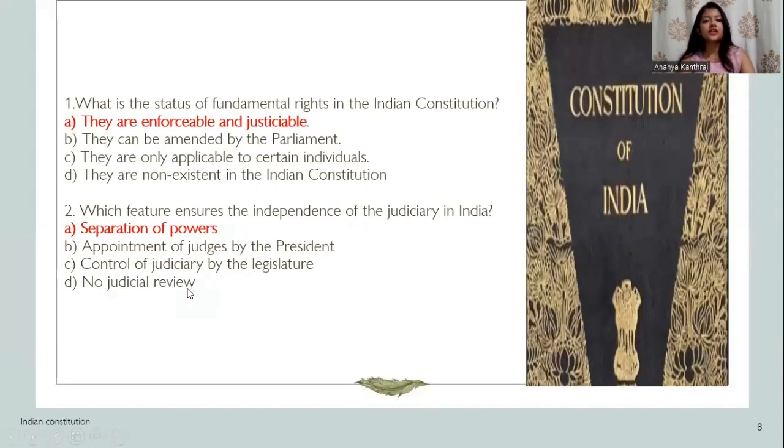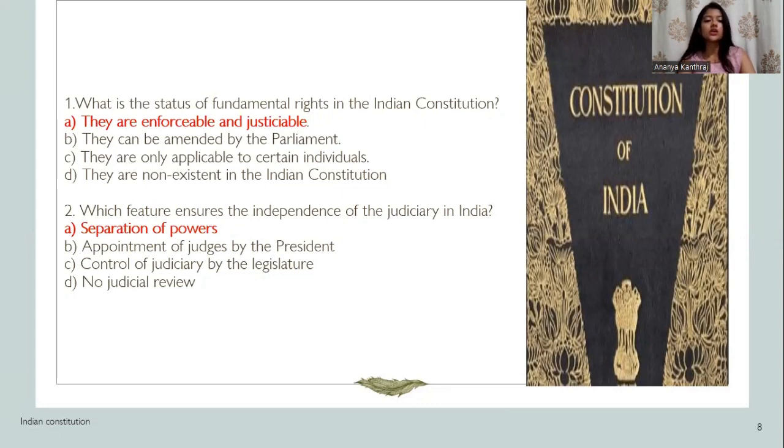What is the status of fundamental rights in the Indian Constitution? Option A, they are enforceable and justiciable. Option B, they can be amended by the Parliament. Option C, they are only applicable to certain individuals. And option D, they are non-existent in the Indian Constitution. The right option is option A, they are enforceable and justiciable.